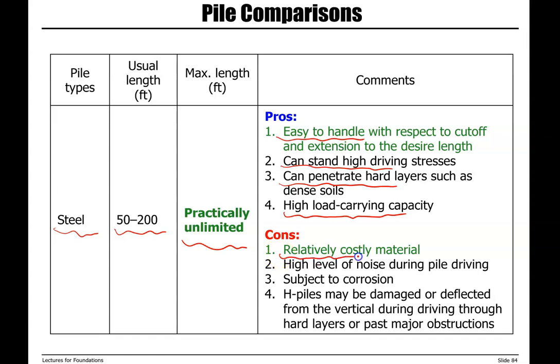Compared to some other options, it can be more expensive, especially using an impact hammer. It can produce a lot of noise. Still, whenever we work with steel, we need to consider corrosion. And using H-pile, we need to pay attention that H-piles may be damaged or deflected from the vertical load during driving.